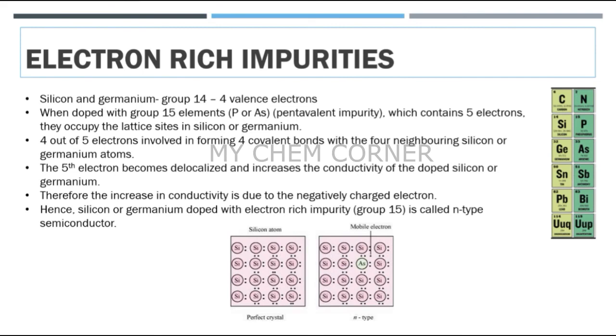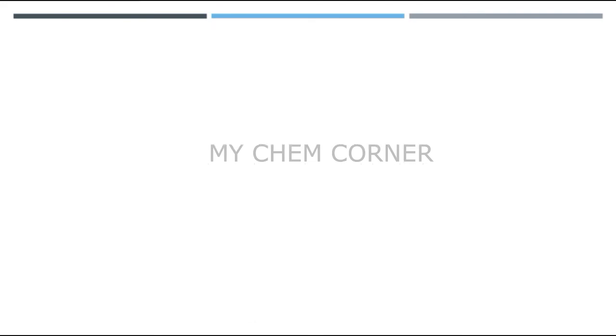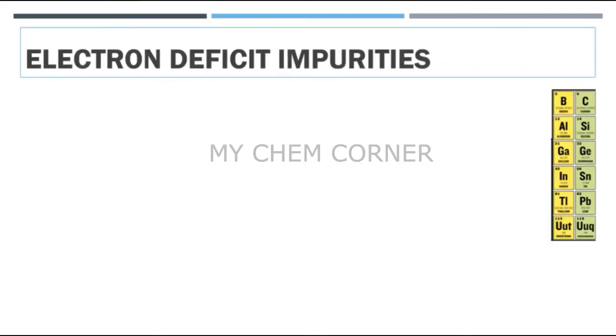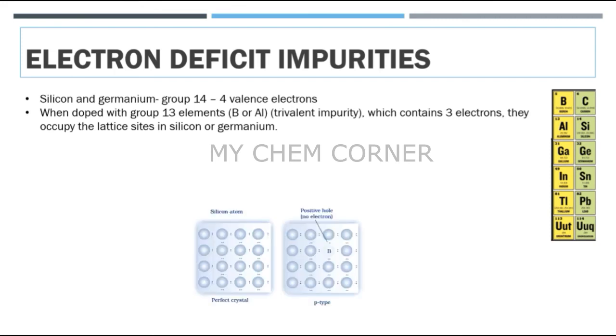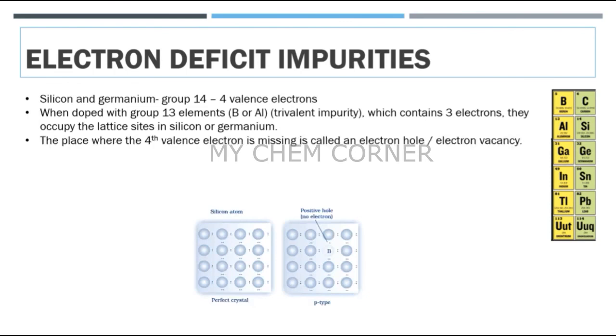So this is with respect to an electron-rich impurity. But what happens when you have an electron-deficit impurity, or electron-poor impurity? So here, when you're talking about an electron-deficit impurity, I'm going to compare group 14, which is the carbon family, with group 13, which is the boron family. So here again, group 14 will have 4 electrons in the valence orbital, whereas group 13, which is added as a dopant, is going to contain only 3 electrons. So in this case, out of the 4 electrons, only 3 electrons will be involved in bonding. What will happen to the 4th one?